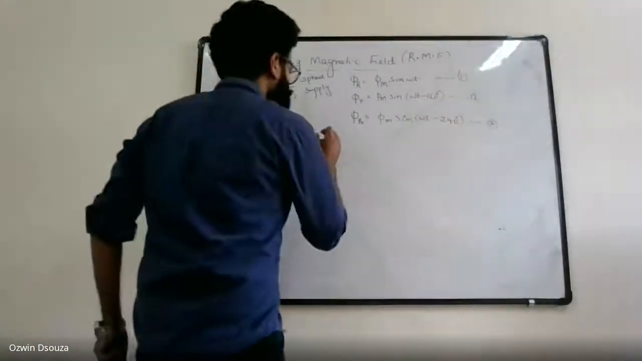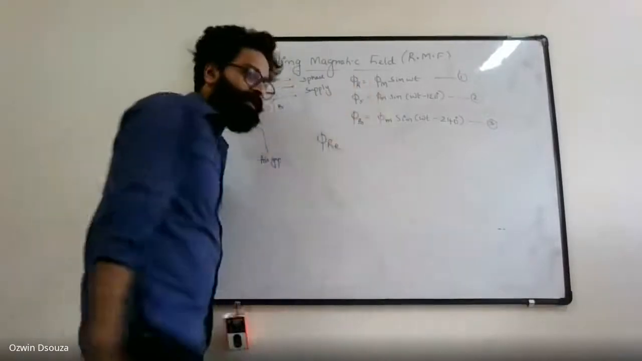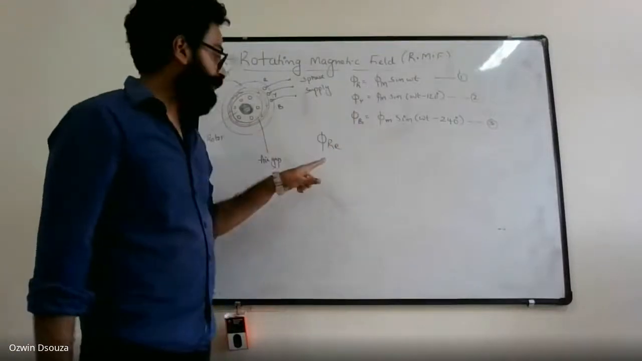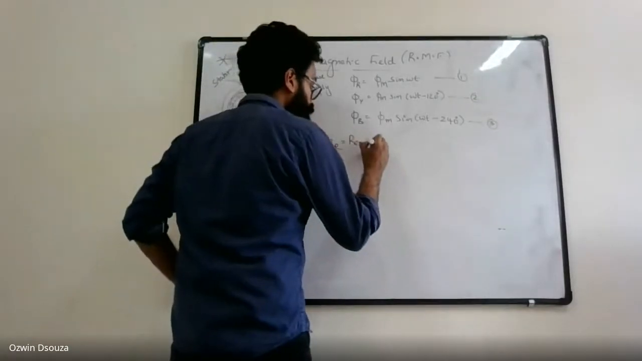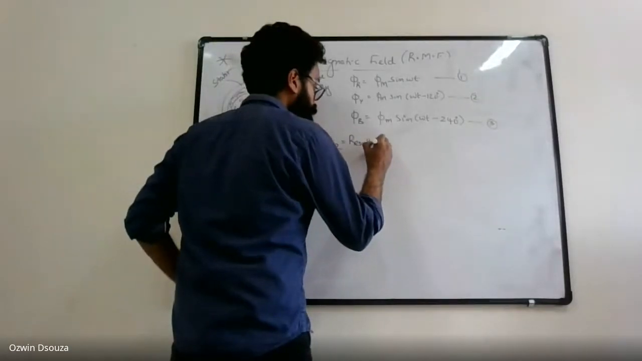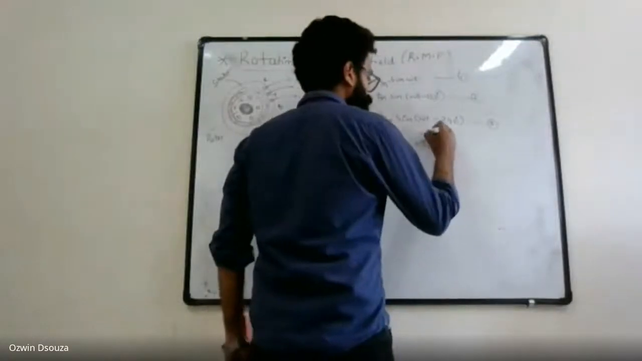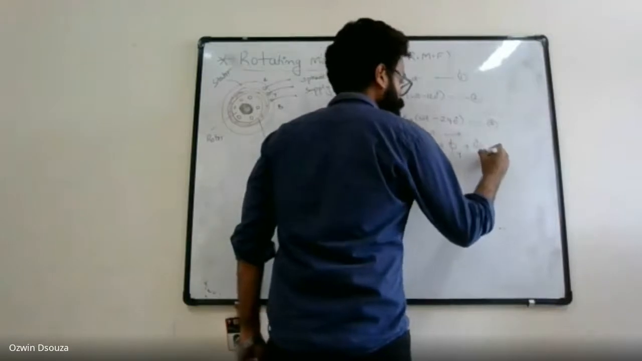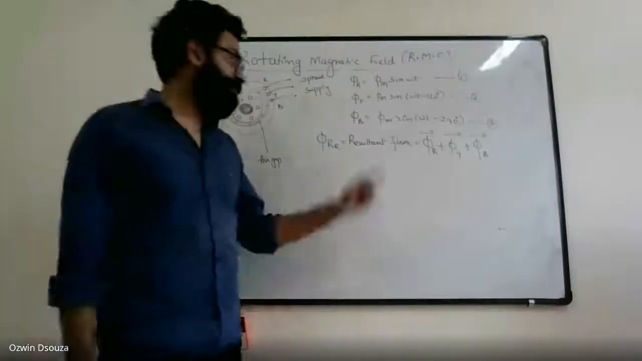Now, the resultant flux. Since R I have already used to represent the flux induced in R winding, let us call phi Re the resultant flux. The resultant flux phi Re is basically the vector sum of phi R, phi Y, and phi B. Right? You have to resolve the three vectors in order to find the resultant flux.